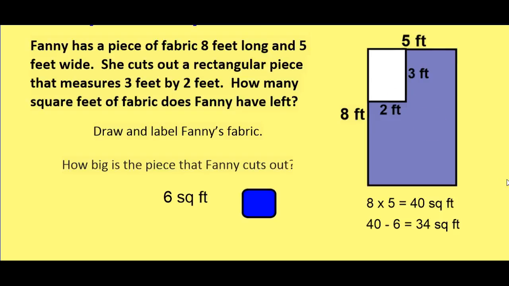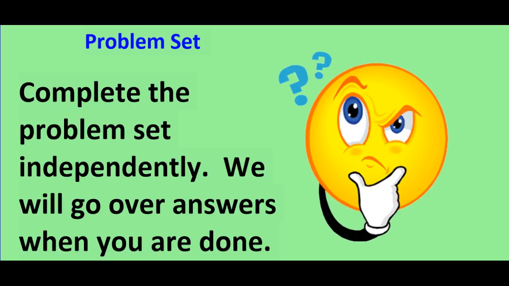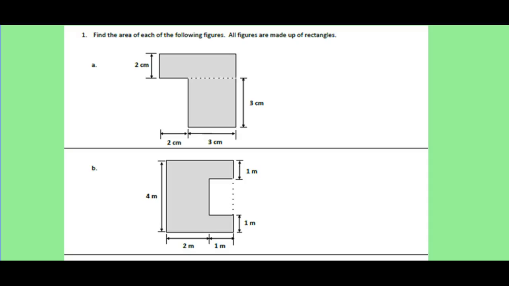And you're going to see a problem like this on your problem set. So what we're going to do now is we're going to go ahead and get started on the problem set. So if you want to go ahead and get that out in front of you. All right, so we kind of did a problem like this together right before you started this lesson. And these aren't hard. You just really have to look at them closely and look at other side lengths to help you find missing side lengths, okay?